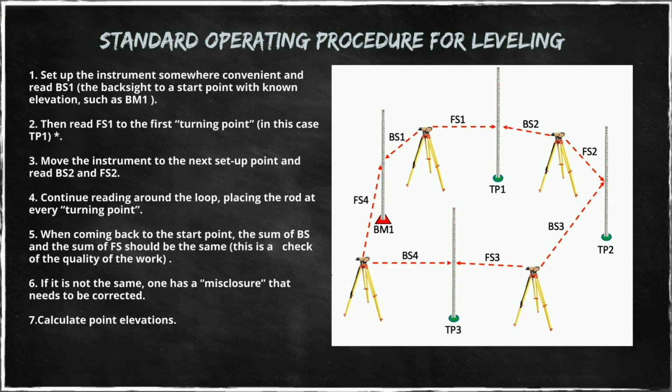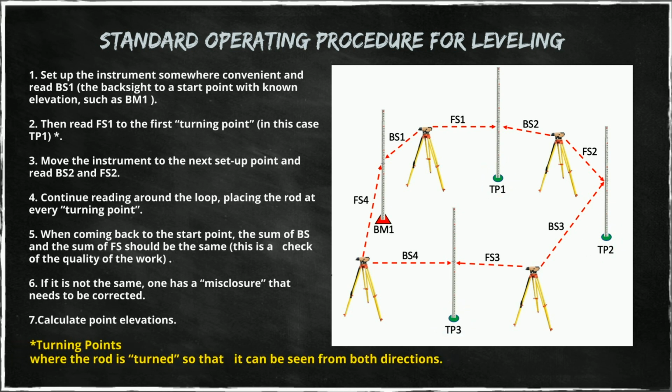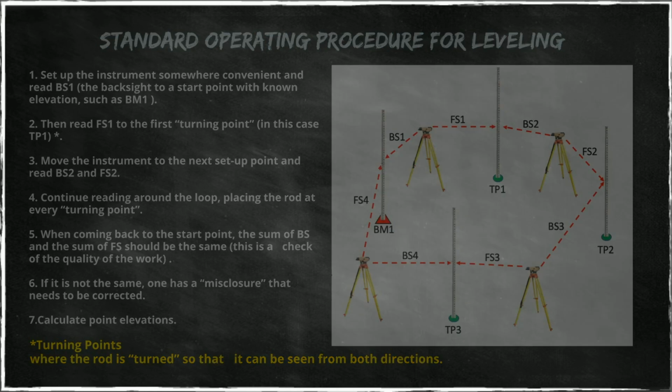Now, you will notice that these points are called TP, TP, TP. That is because if you have the instrument here and you look at the rod from this side, then you have a foresight taken here. Then as you move the instrument over here and you look at the rod from this end, you have to turn this rod around so that the numbers can be seen from this point. That is why these points are called turning points. It's where the rod is turned.